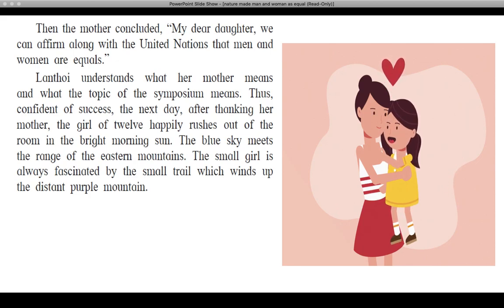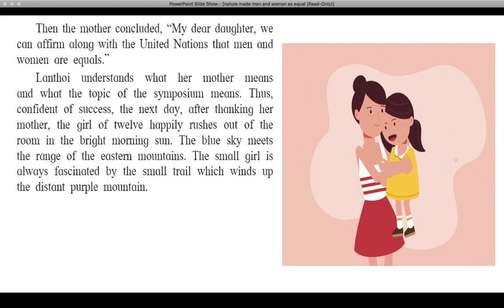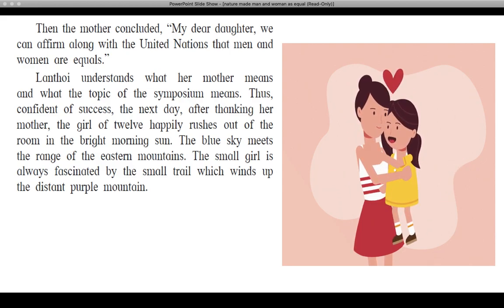The blue sky meets the ranges of the eastern mountains. The small girl is always fascinated by the small trail which winds up the distant purple mountain.